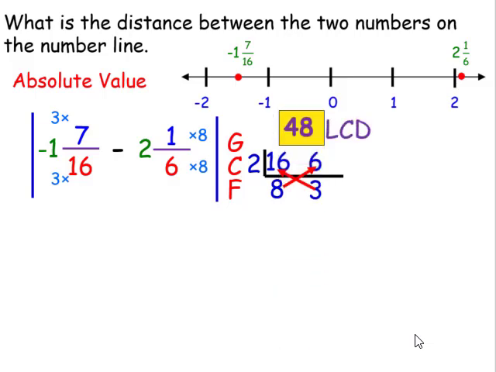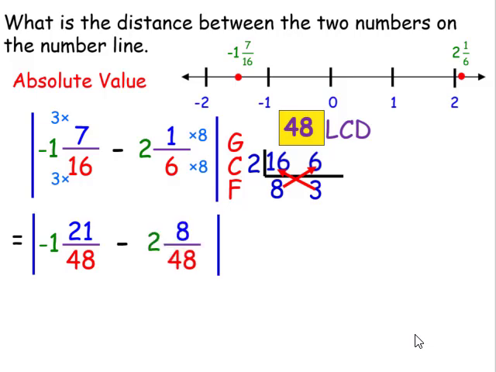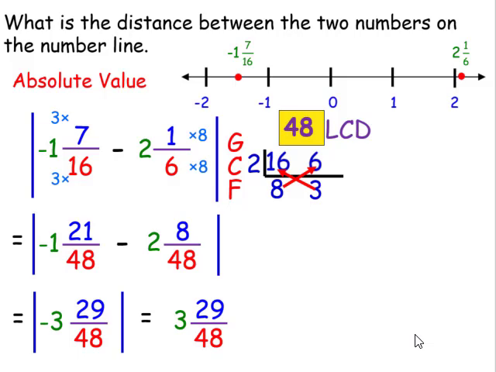3 times 7 is 21, and 3 times 16 is 48, giving us negative 1 and 21/48. 1 times 8 is 8, and 6 times 8 is 48, giving us minus 2 and 8/48. Since we have a negative minus a number, we'll add, giving us negative 3 and 29/48. The absolute value of negative 3 and 29/48 is 3 and 29/48.